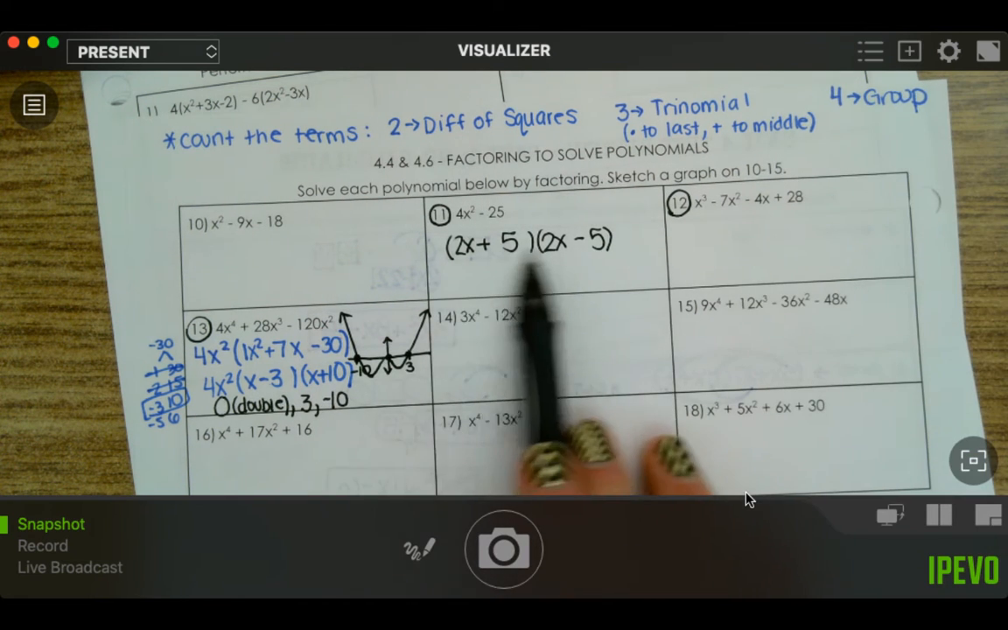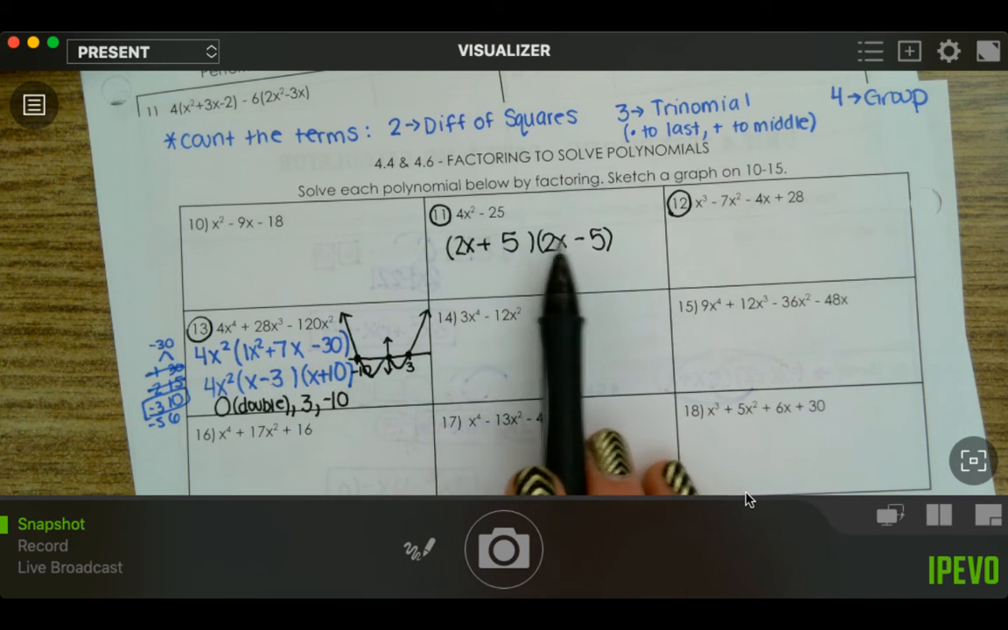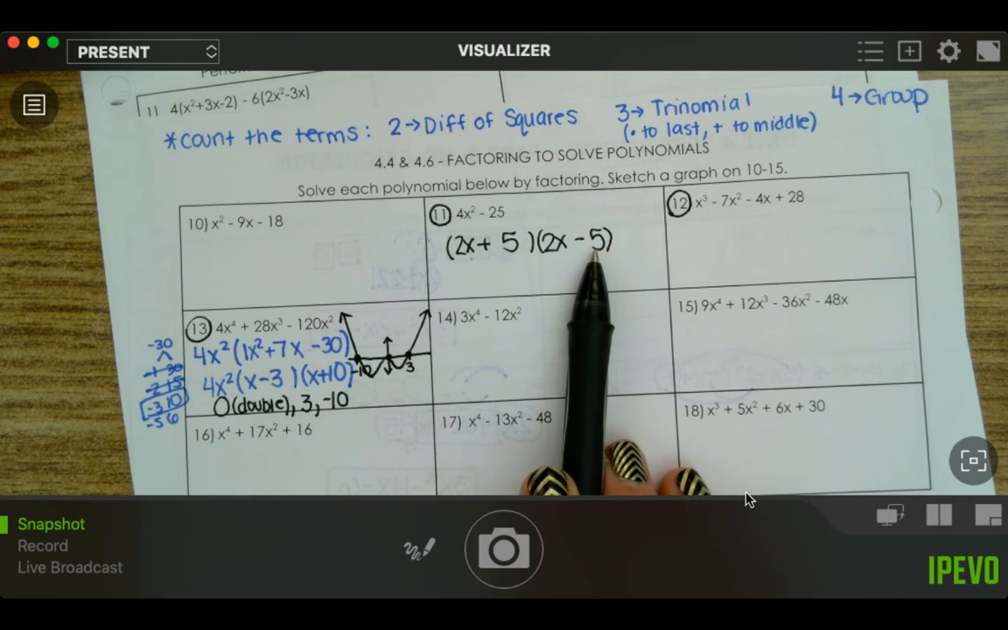Okay, the easiest way to remember this is that there's no x's in the middle, and the only way for the x's in the middle to cancel is if you had the same thing but opposite sign in the middle. These are called conjugates.